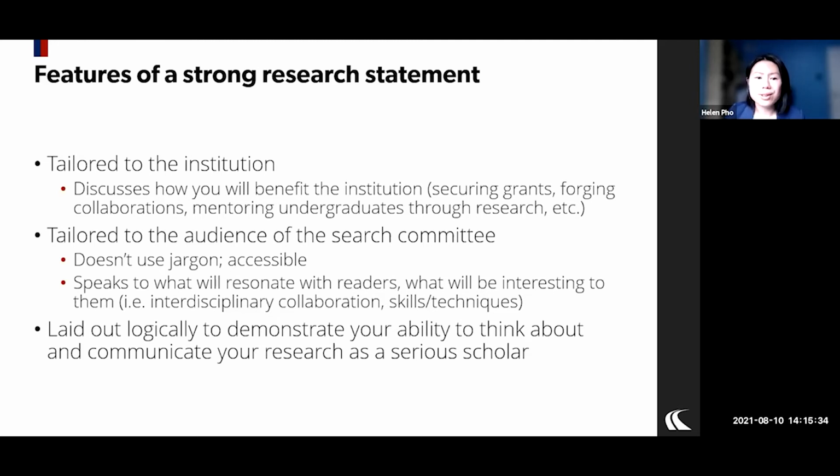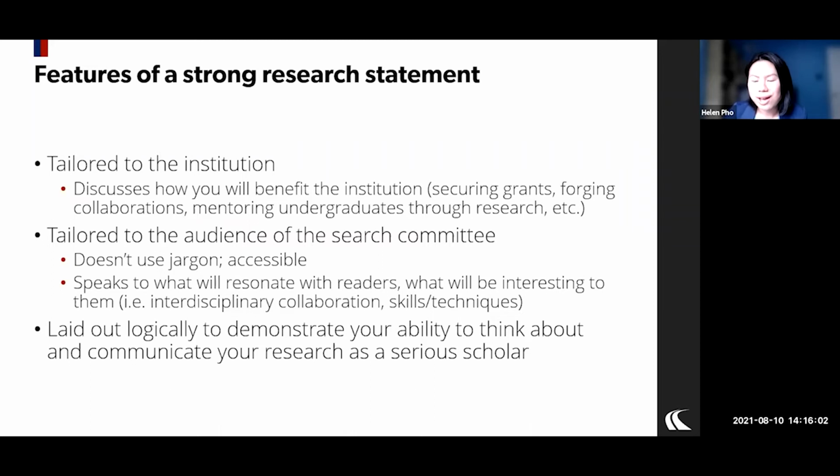Another feature of a strong research statement is that it lays out very logically your ability to think about your research and to communicate your research as a serious scholar. It's a document that this committee will also be evaluating to see how you think, how you communicate, how you share your research ideas with other people. So those are things to keep in mind.